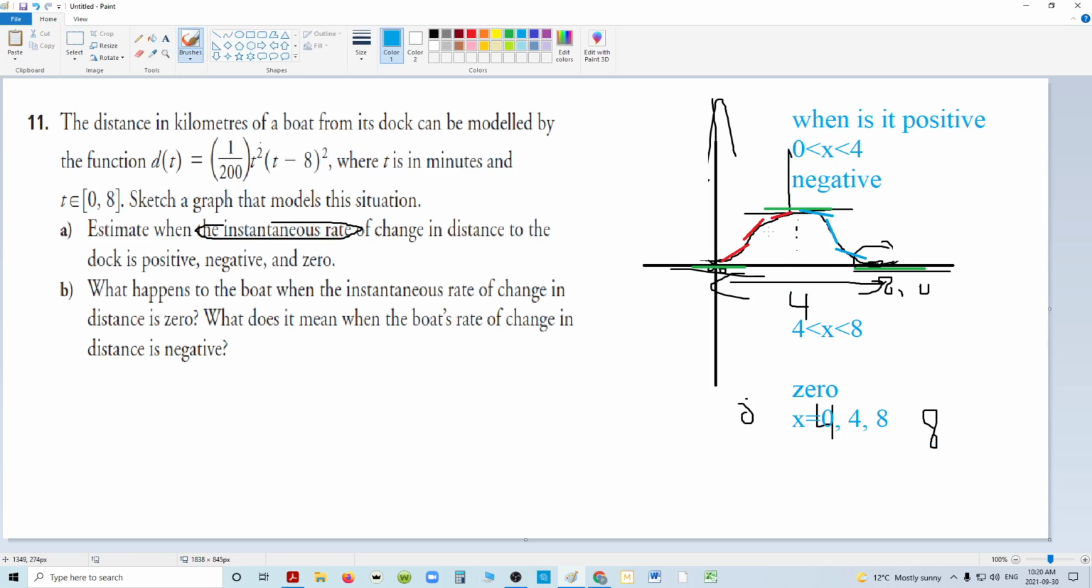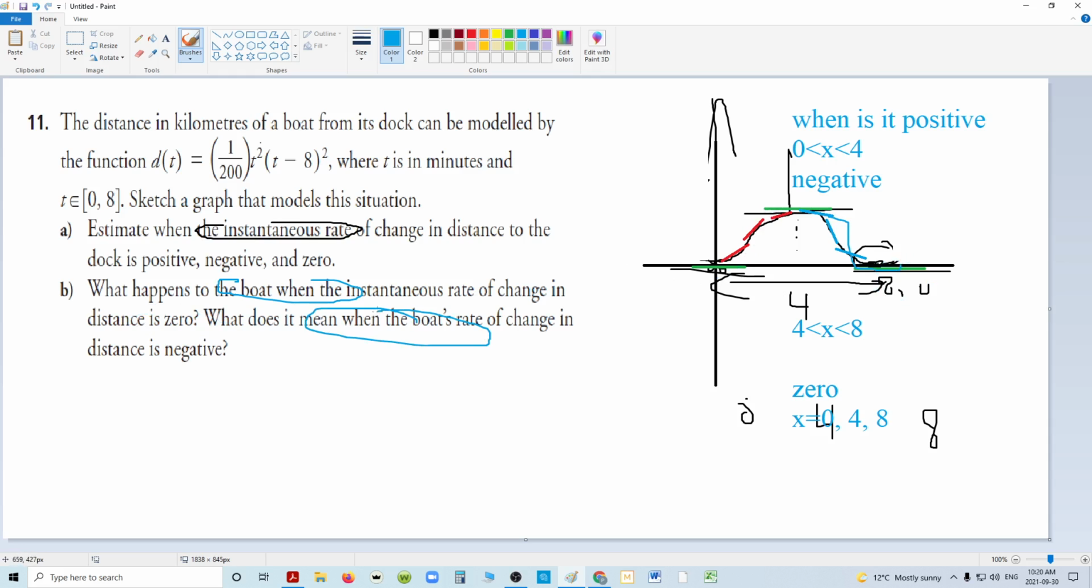4 represents when, just before 4, it's leaving the dock, after 4 it's coming back to the dock. 4 represents the maximum distance from the dock. What happens to the boat when the instantaneous rate of change in distance is 0? Well, it's either leaving the dock, turning around, or arriving at the dock.